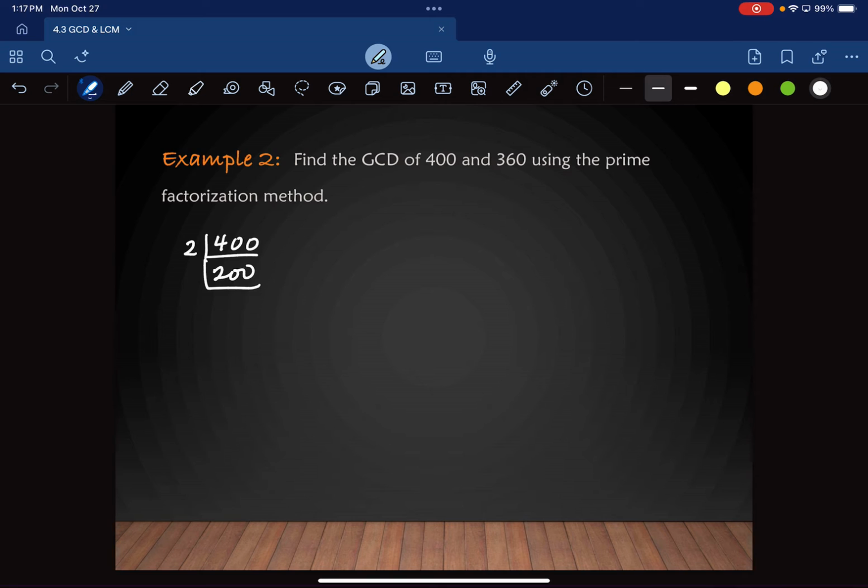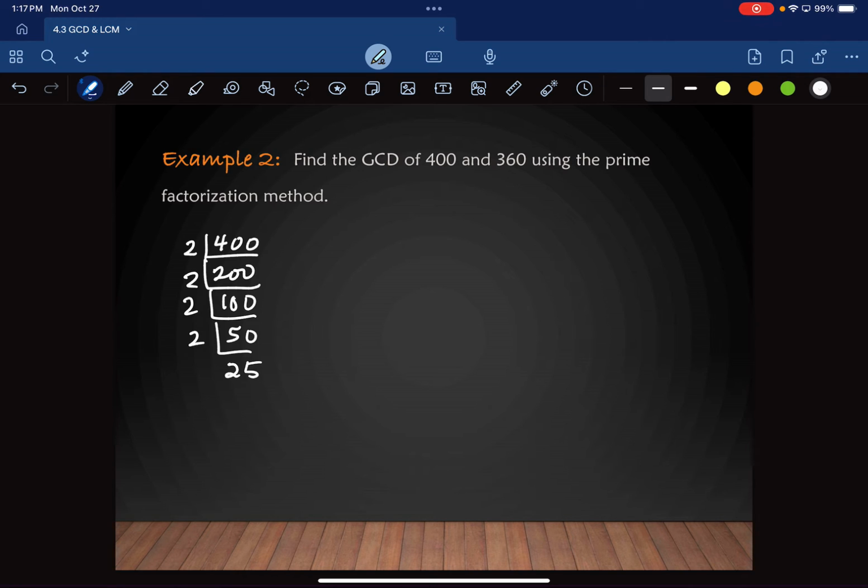And we go again. Can I do 2 again? Yep. And I get 100. Can I do 2 again? Yes. And I get 50. Can I do 2 again? Yes. And I get 25. Can I do 2 again? No. What's the next prime number after 2?